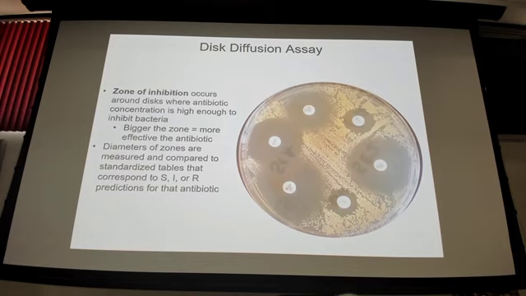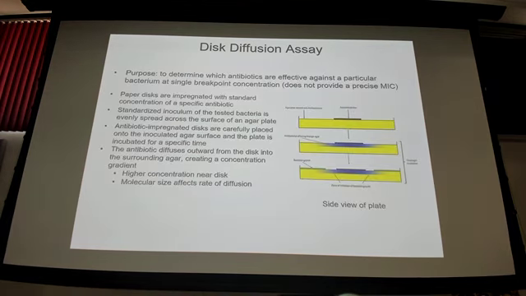You're not streaking for isolation. You want that plate to be carpeted with that bacteria when you're setting it up. So there's no growth initially, you just seed the plate. And then you drop these small pieces of paper, membrane discs, that are impregnated with antibiotics at a certain concentration onto that plate as you're setting up before you put it in the incubator.